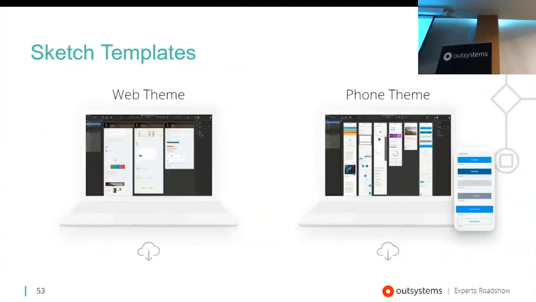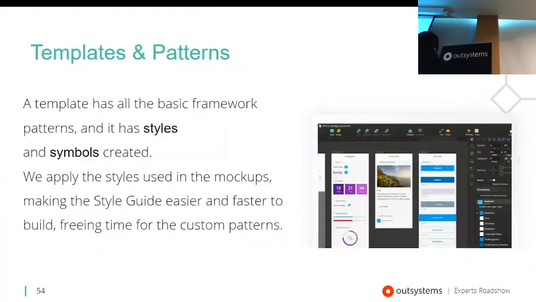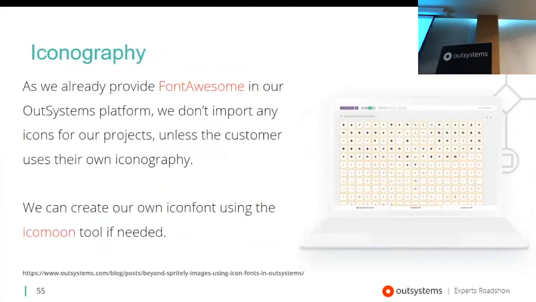So we have the web theme and the phone theme, and all of this is actually available publicly. So you can go and look for the lifestyle guide and what it contains. It also has all the styles and symbols that we have used. So we pick up all the symbols so that the development becomes very fast at the end. And let me show you. So here are some examples of the patterns that I'm talking about.